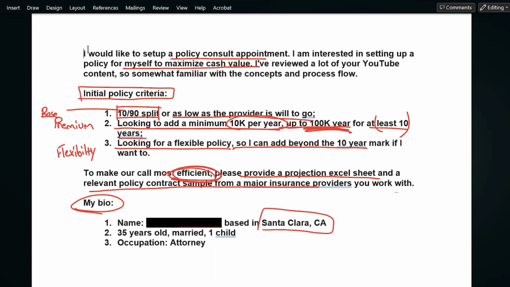Look at that. He's next to Levi's Stadium. Maybe he's a 49ers fan, like myself.